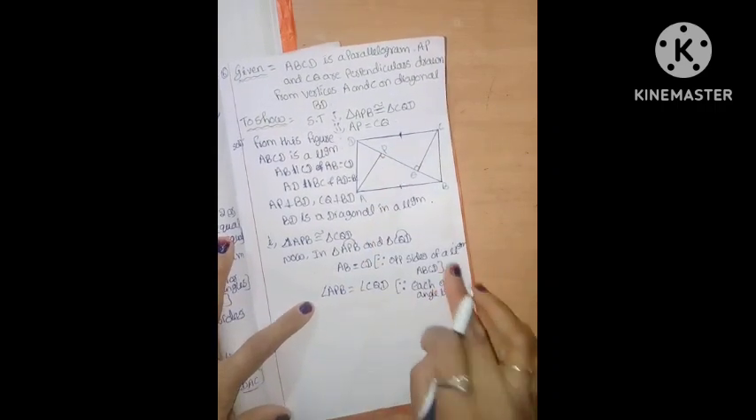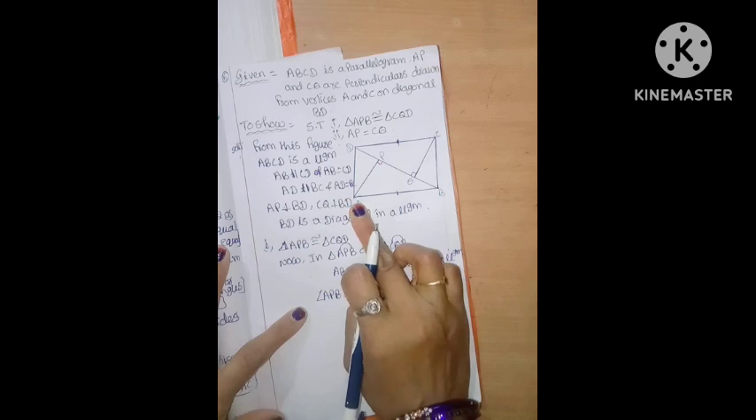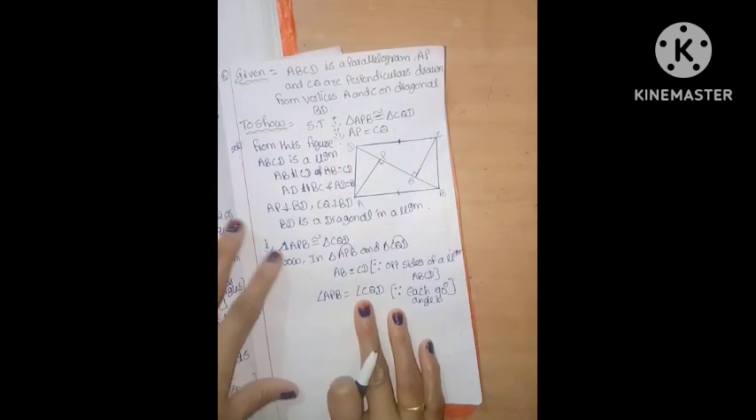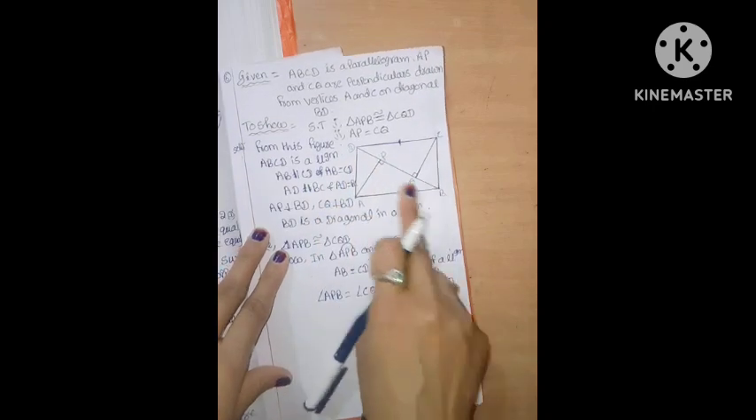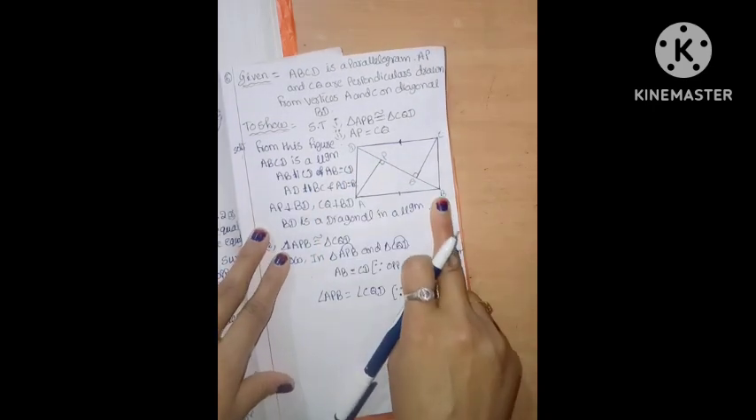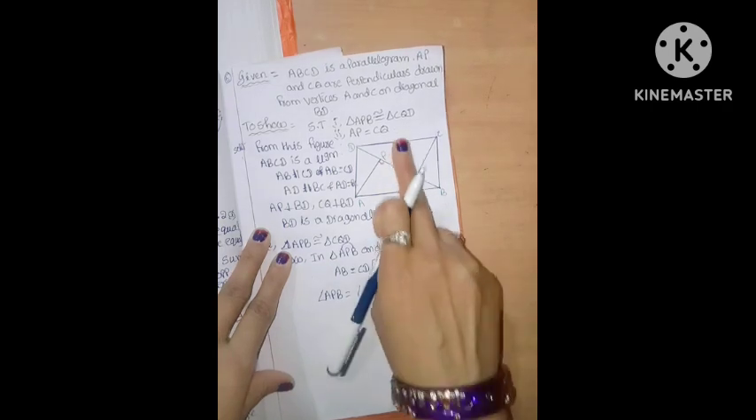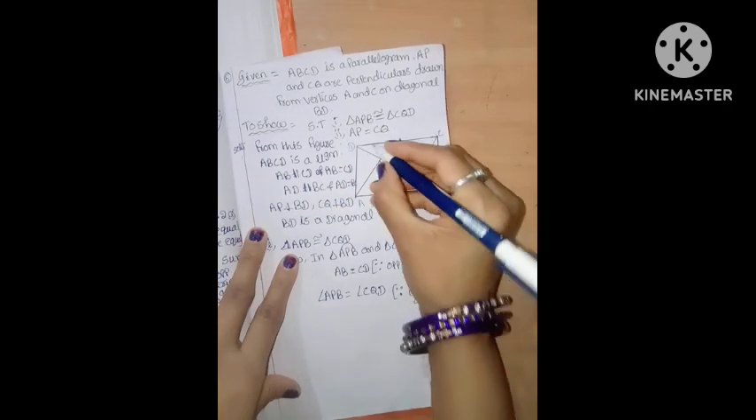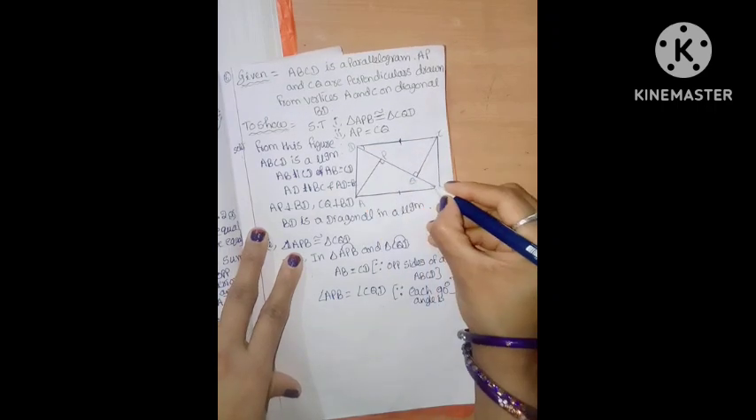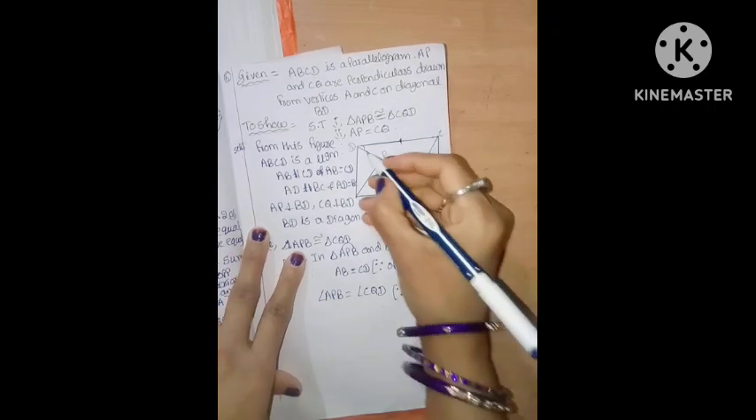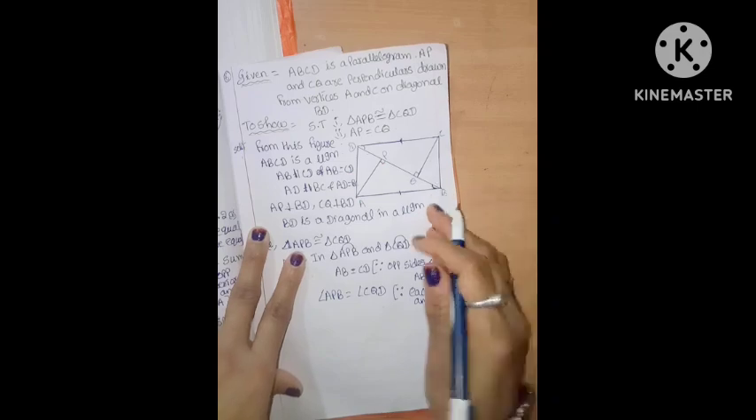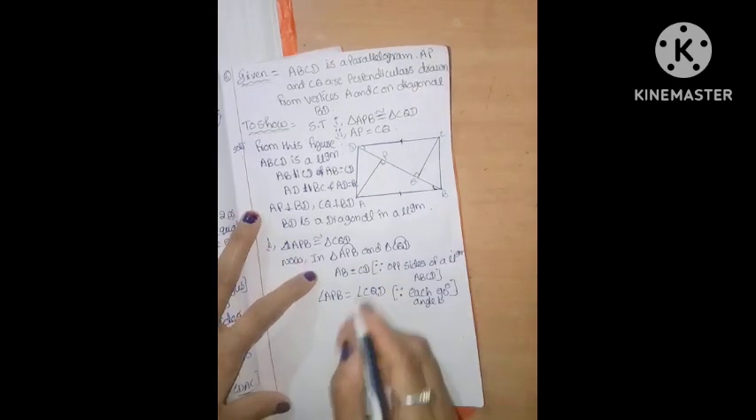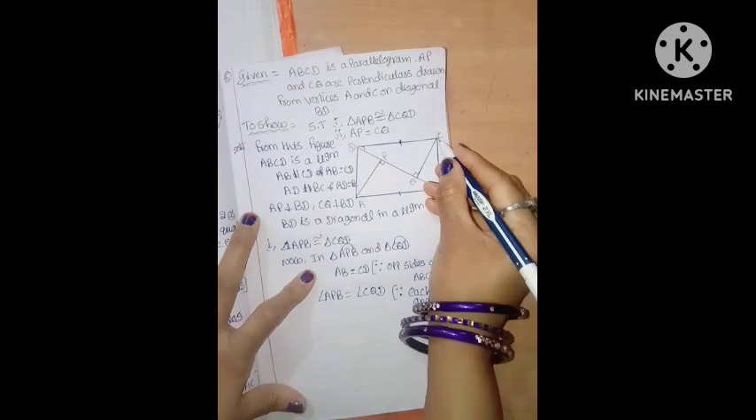Next one. Here AB is parallel to DC, and BD is the transversal. Whenever two sides are parallel and BD is a transversal, alternate interior angles are equal. So this angle is equal to this angle, and this angle is equal to this angle. Why are they equal? These two are alternate interior angles.